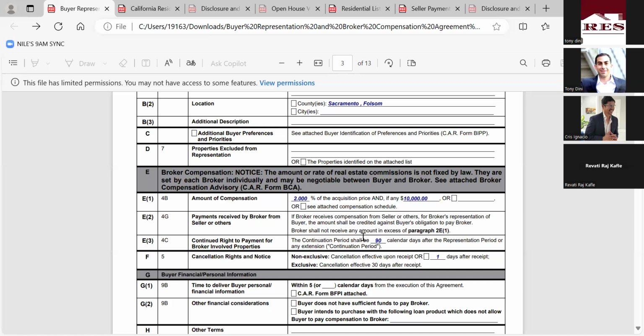And I have a list of all of the duties as a buyer's agent and listing agent on the website for you guys to download. And that was obviously provided by CAR. So that will help you guys kind of navigate through that.